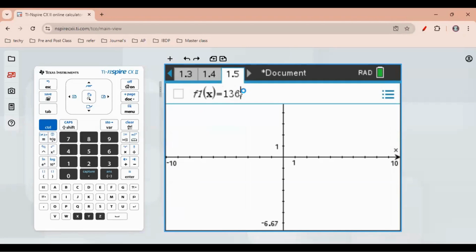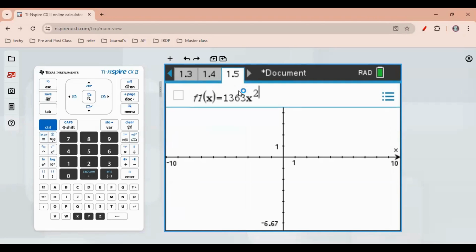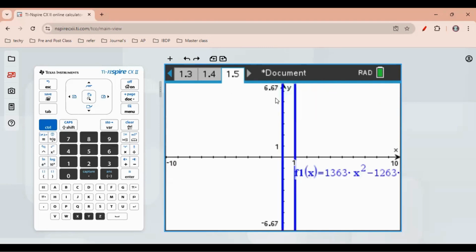Right. And this is 1363 lambda squared, but I'll treat this as x squared times x squared, then minus 1263 lambda, as x here, plus minus 100. So I got this, correct? Now I need to find the zeros.